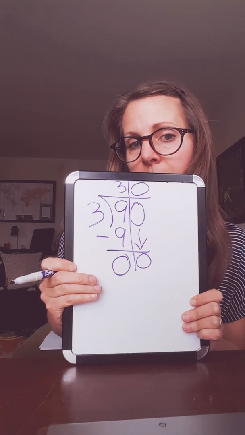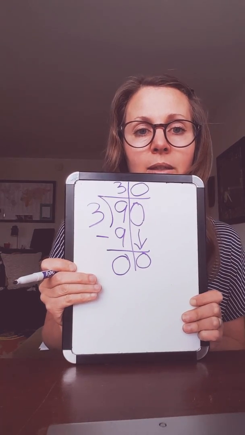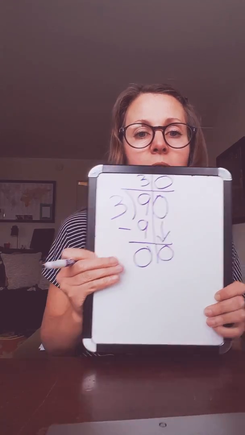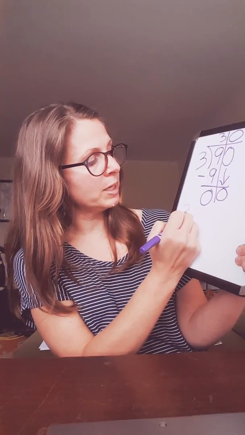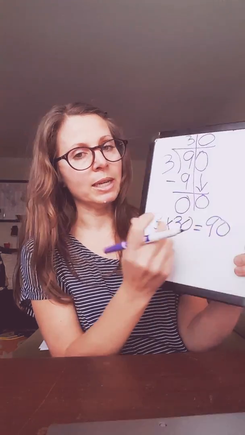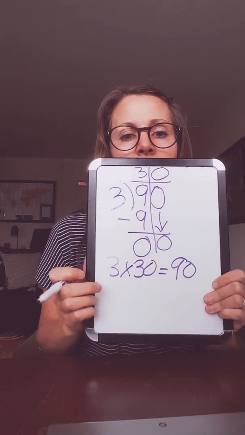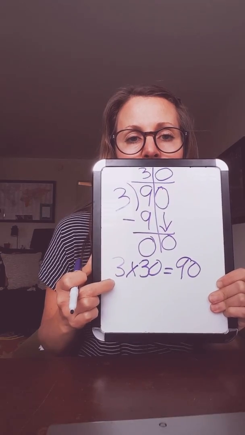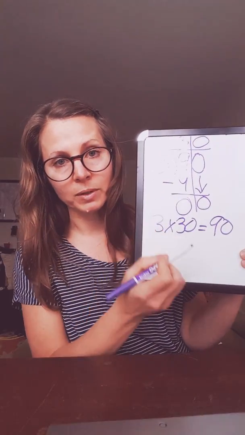Now, same thing applies to check multiplication. We can use multiplication to check our division. This time we would do 3 times 30, and that does equal 90, which matches our dividend. Now, if that's something that's difficult for you to do in your head, don't forget that you can also stack it.